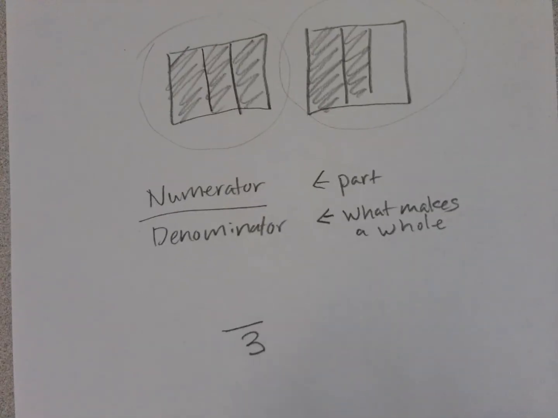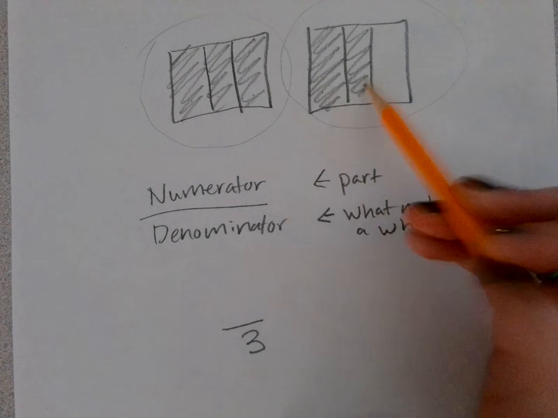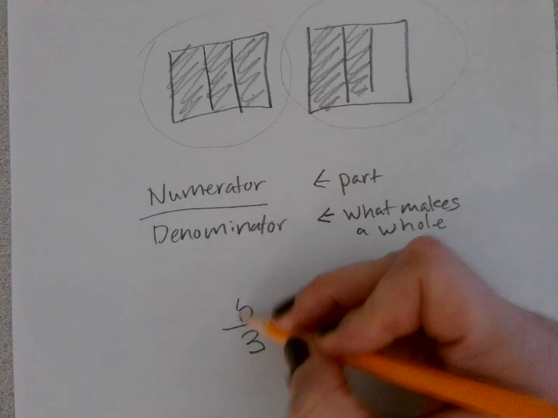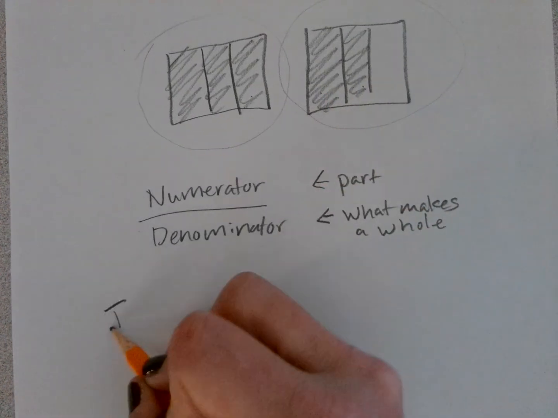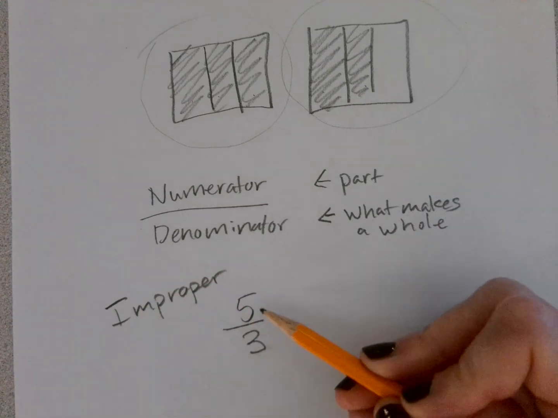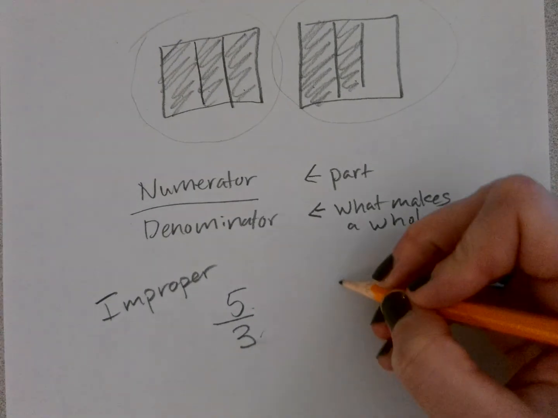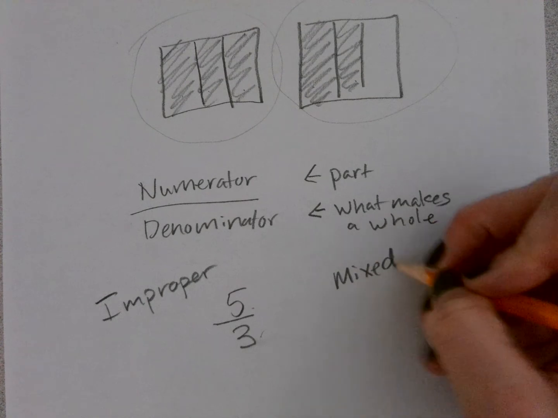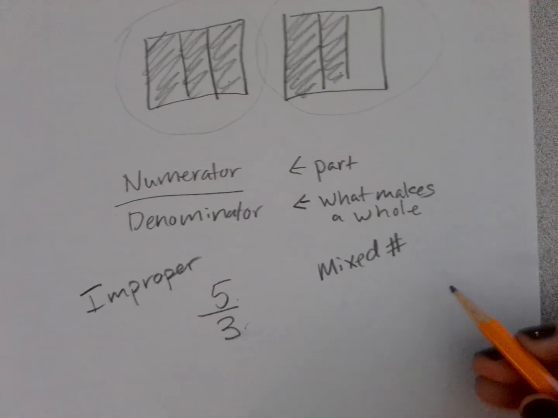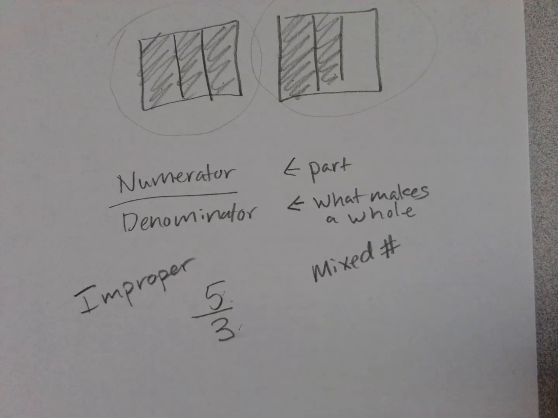Okay? And then how many parts do we have total? 1, 2, 3, 4, 5. 5 parts. This is an improper fraction because the numerator is larger than what makes a whole. This means I can make a mixed number. The mixed number is taking those parts and showing them as a whole number and any fraction pieces left over.